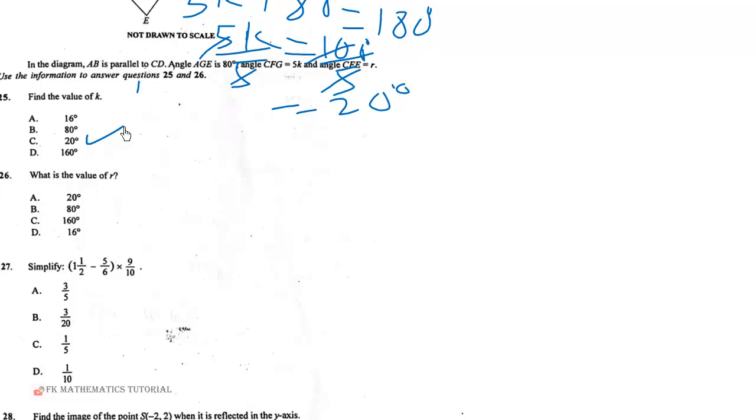Now let's look at question number 26. So what is the value of R? Now R is corresponding to 80 degrees. So R is equal to 80 degrees. Corresponding angles are equal.